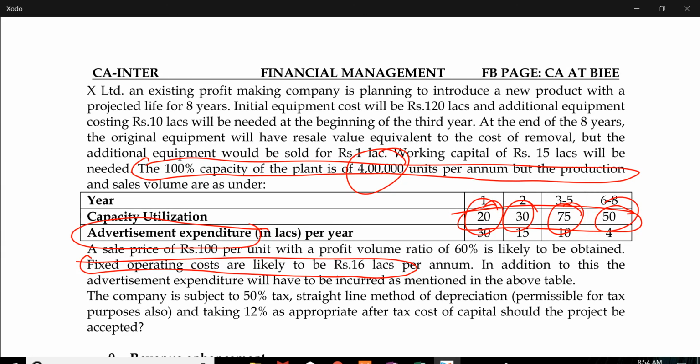Additional machinery, what will be the depreciation and for which years? So 3 to 8, what is the depreciation? 10 minus 1 by 6 years. It's 10 lakhs minus 1 lakh divided by 6 years. You buy at the beginning of the third year, so 4th year, 5th year, 6th, 7th, 8th. For 6 years, you can charge depreciation. So it's 10 lakhs minus 1 lakh divided by 6 years.